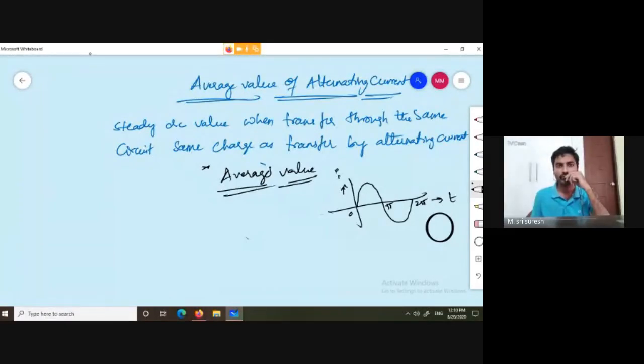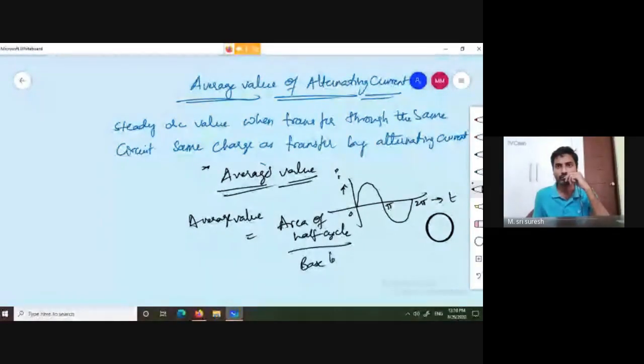In order to calculate the average value, it equals the area of the half cycle divided by the base length. This is the formula. I want the area of this particular half cycle. What is the half cycle period? 0 to pi. So the period per half cycle is pi.